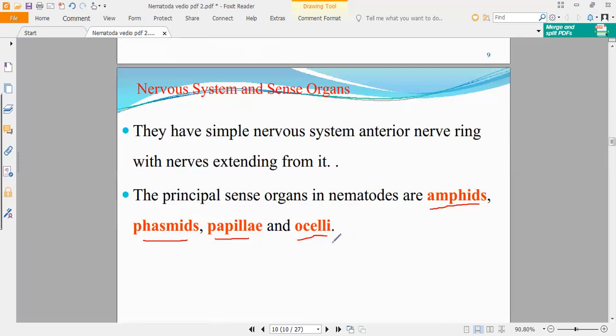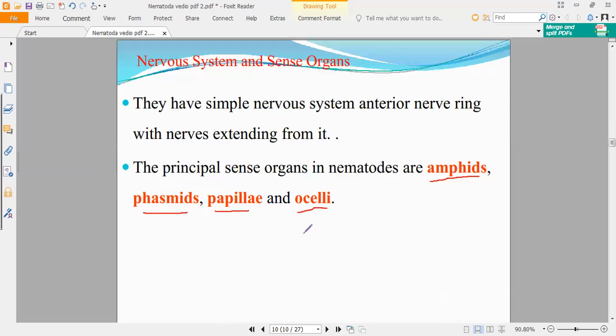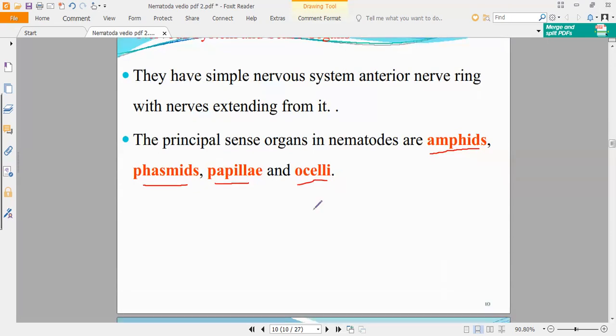The other thing, this one, the ocelli. Ocelli are very essential for detecting light, or they are known as photoreceptors. They are essential for the sense of sight. So the amphids, the phasmids, the papillae, and the ocelli are principal sense organs in nematodes. The amphids and the phasmids have a chemoreceptor function, whereas the papillae are in the mouth, between the food and the mouth, used to increase friction for digestion, whereas this one is a photoreceptor for the sense of sight.